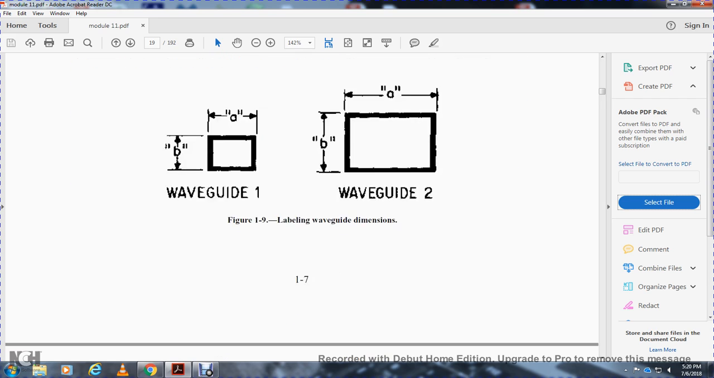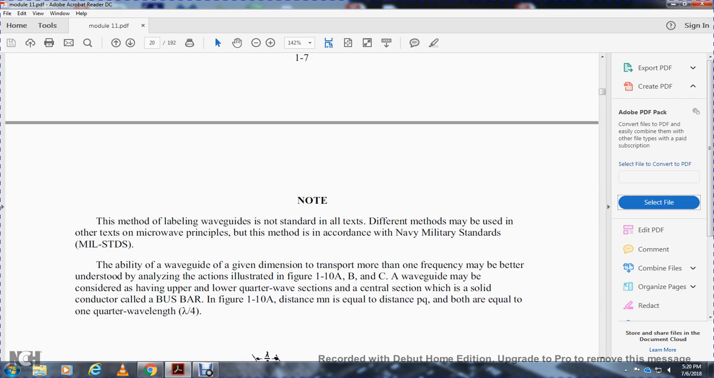Note that the method of labeling waveguides is not standard in all texts. Different methods may be used in other texts on microwave principles, but the methods used here are according to the Navy military standards, MIL-STDs.